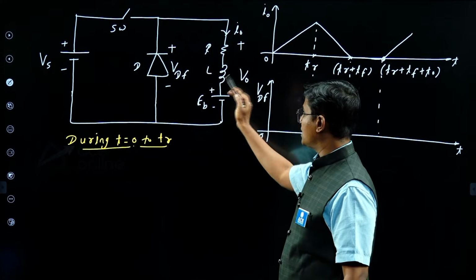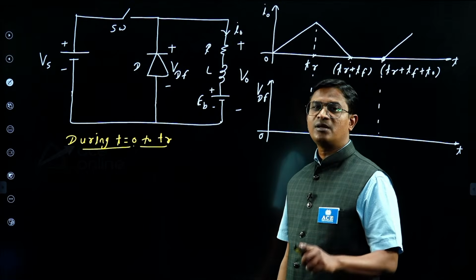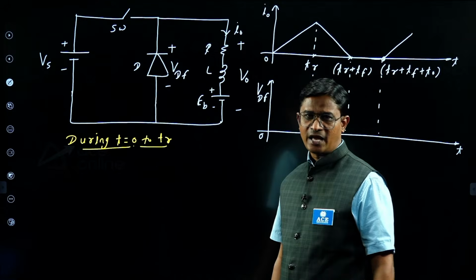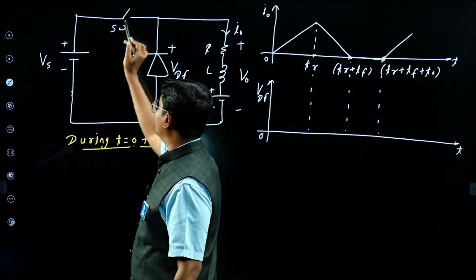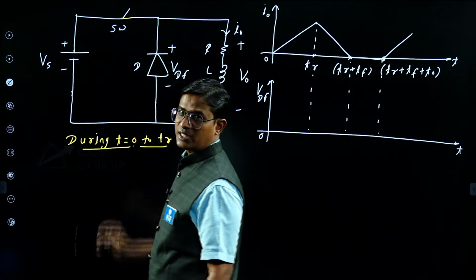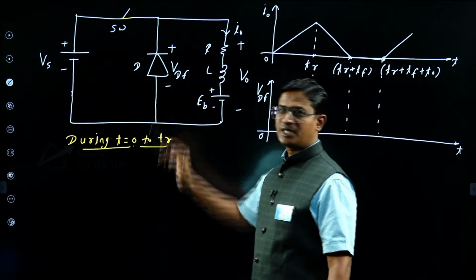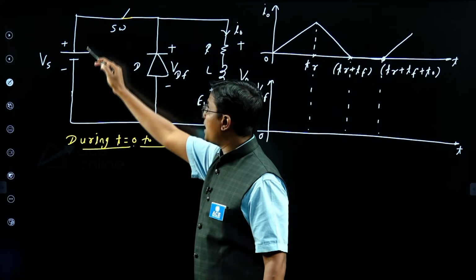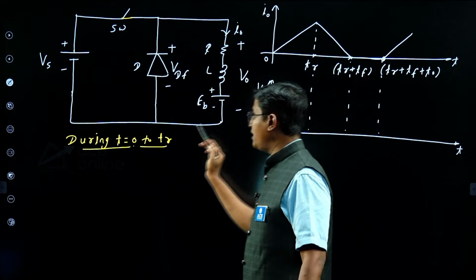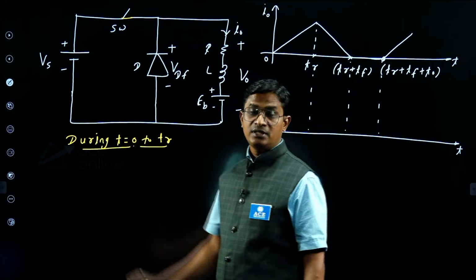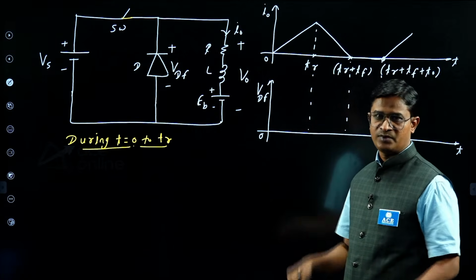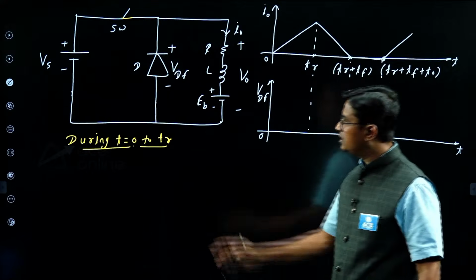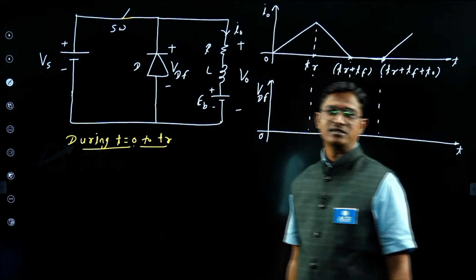Now tell me, in circuit operation, if your inductor is required to charge, what is the position of switch and diode? Check here. In the step down chopper, when switch is in on state, then diode will be in off state. Current will be flowing like this: supply voltage, switch, load, and again back to the supply voltage. Then your inductor will be charging. Charging in the sense inductor is storing energy. Who is giving energy to the inductor? Your supply voltage is giving the energy.